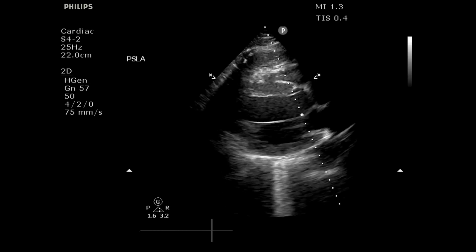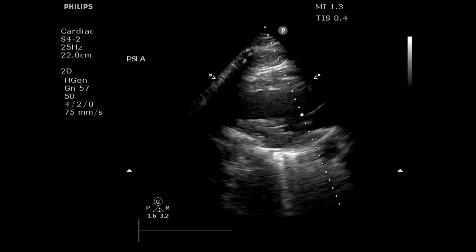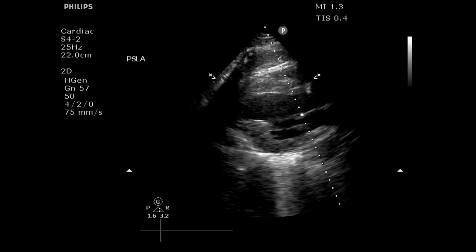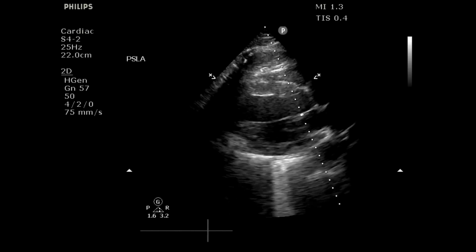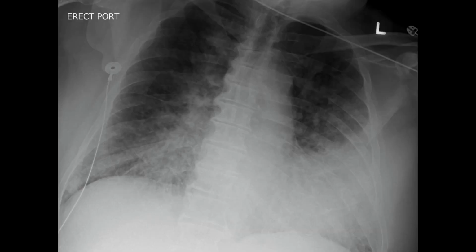So there's a parasternal long. You can see the descending thoracic aorta there, and there's no effusion between the heart and the descending thoracic aorta. You can see a reduced ejection fraction as part of this assessment. And then we go to the chest x-ray.